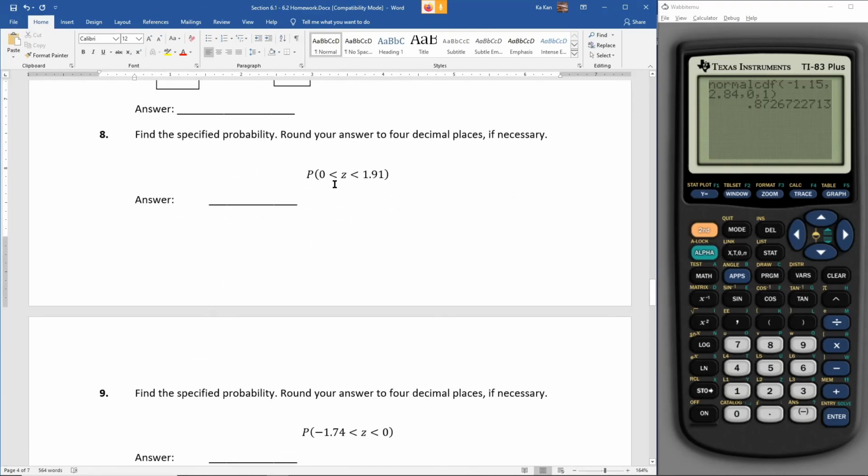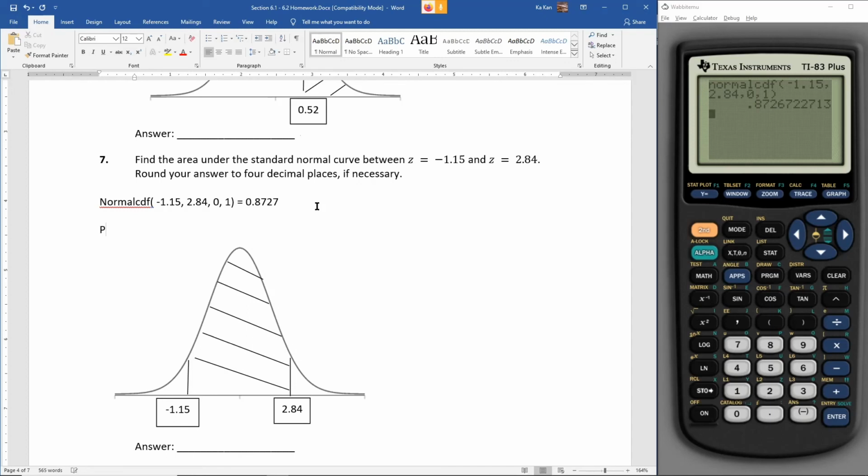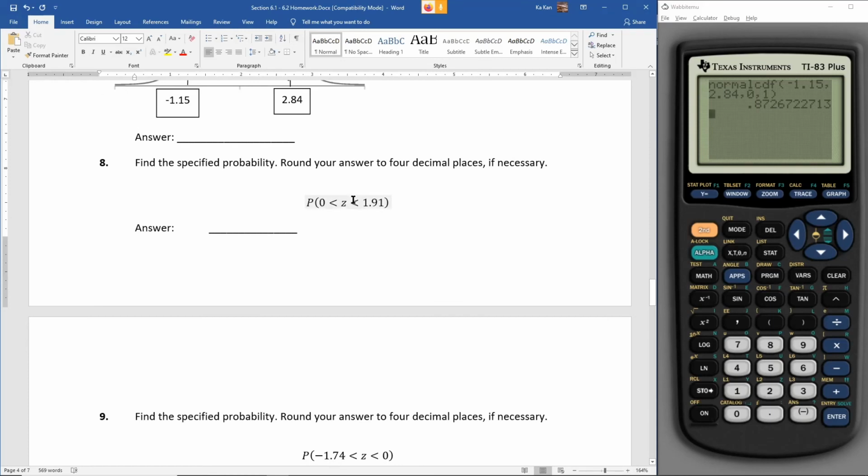This one is the same thing. You can actually represent this as the probability of negative 1.15 less than Z less than 2.84, like this. So basically this guy right here is the same thing. It will be normal CDF, 0, 1.91.